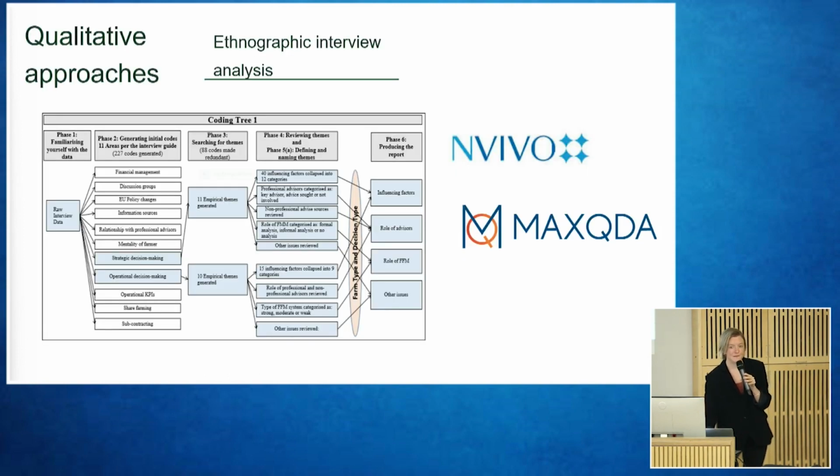This is an example of a coding tree for the results of a qualitative ethnographic interview. I wanted to share this because I think sometimes maybe a misconception is that there's not systematic, rigorous ways to do analysis on qualitative methods, but nothing could be further from the case.